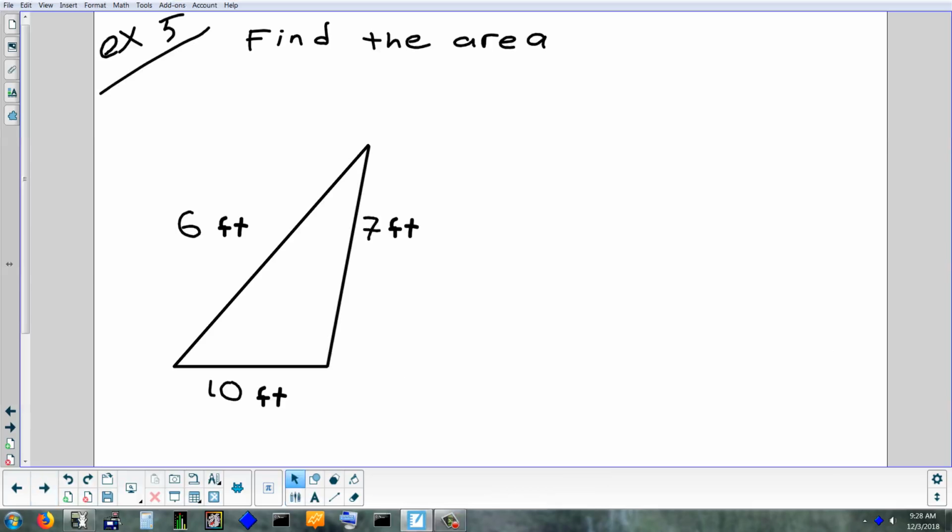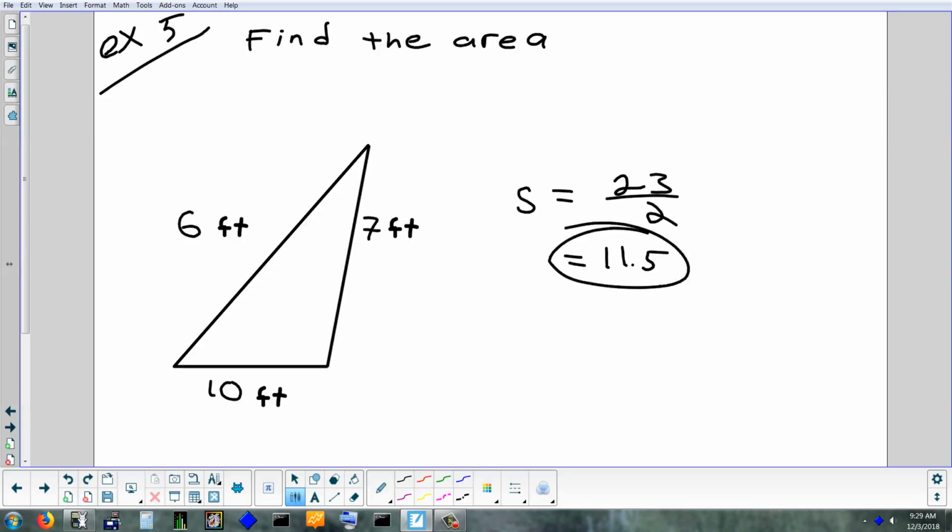All right, so we're finding the area of this triangle, but what do we need first? Yep, we need the semi-perimeter. So let's add them all up. 6 and 10 is 16. 16 plus 7 gives me 23. And I need half of it. It's usually easier to put it as a decimal: 11.5. Wait, why are you dividing? Because that's the semi-perimeter. Half. You can multiply by a half or divide by 2. It's the same thing. So 11.5.